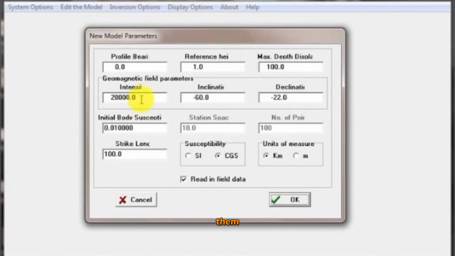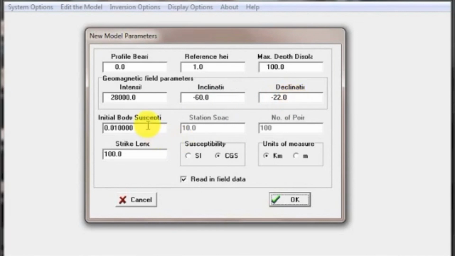Next line down, geomagnetic field parameters, that's the one I told you about, the main magnetic field. So intensity is 28,000, it's constant right in South Africa. Inclination is minus 60, because the field is coming into South Africa at an angle of minus 60 degrees. And in South Africa, the declination, the difference between true north and magnetic north, is like minus 22. So you can leave all of that.